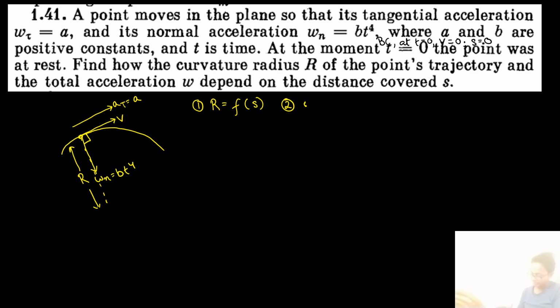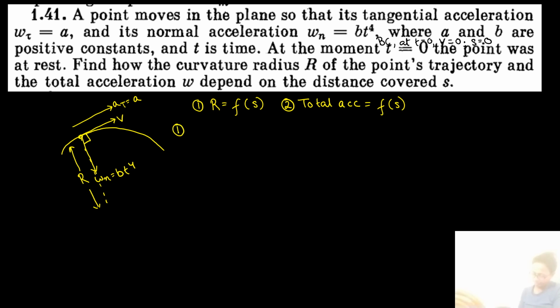What is total acceleration in circular motion? Total acceleration is nothing but a combination of tangential and centripetal acceleration. And always remember, tangential and centripetal acceleration are always perpendicular to each other. Total acceleration as a function of distance covered. So let us solve the first part.